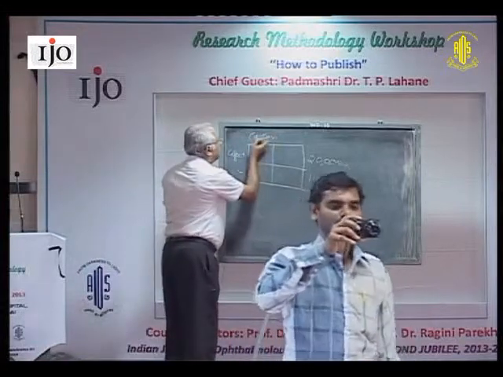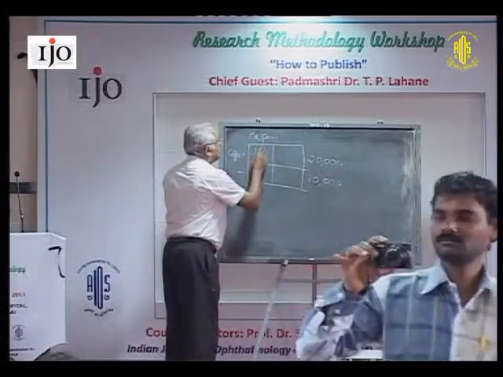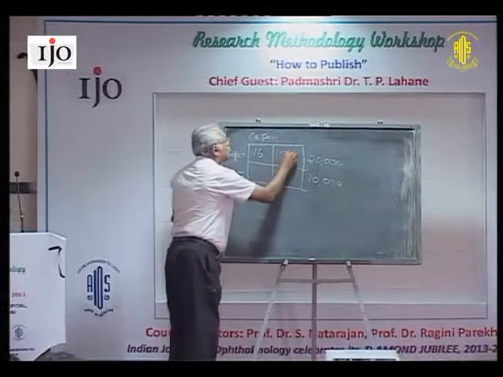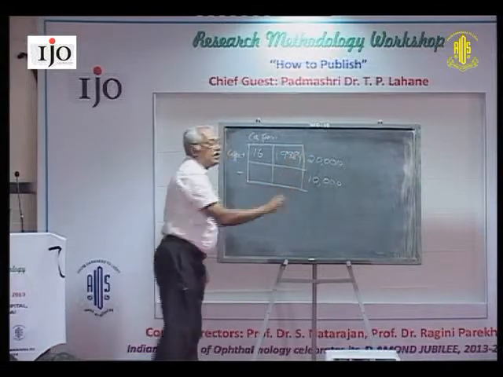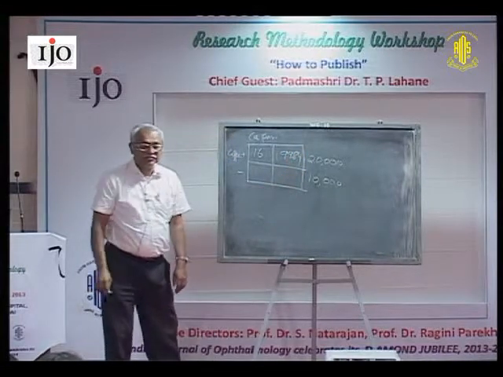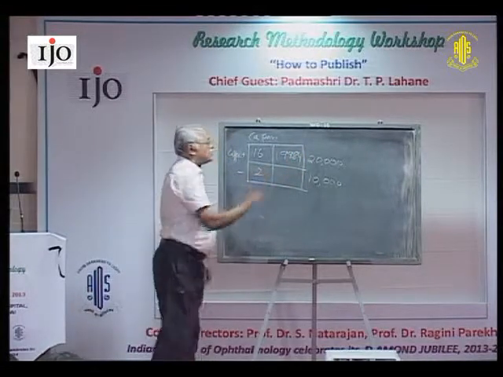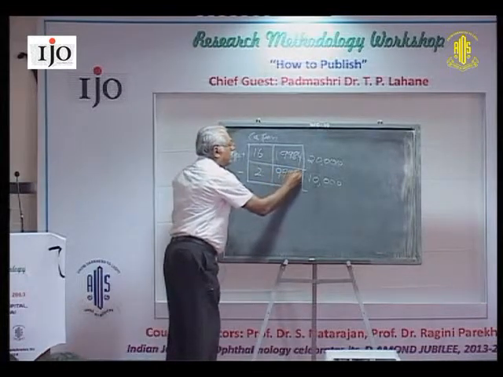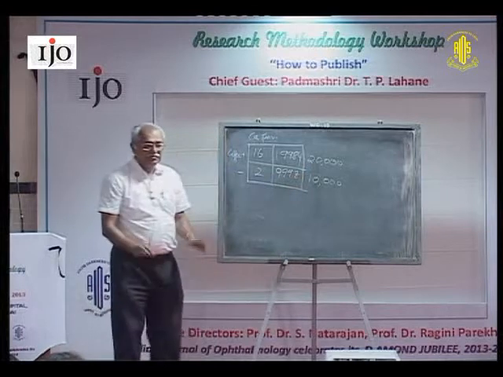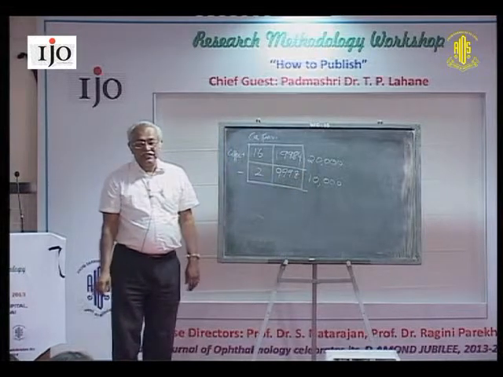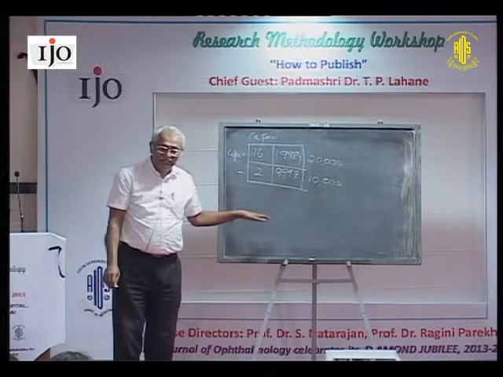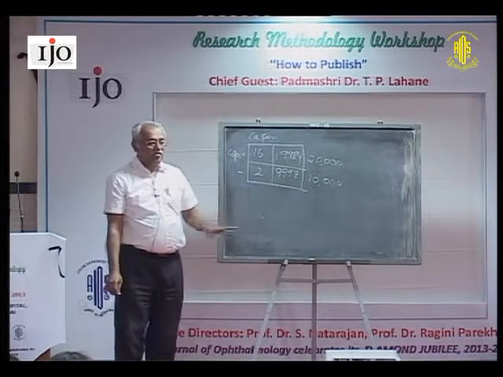Here, 16 cases of cancer pancreas. That means 19,984 are normal. Here I get 2 cases of cancer pancreas. That means 9,998 are normal. Now I can't wait any longer. It's been decades. I go for the conference.